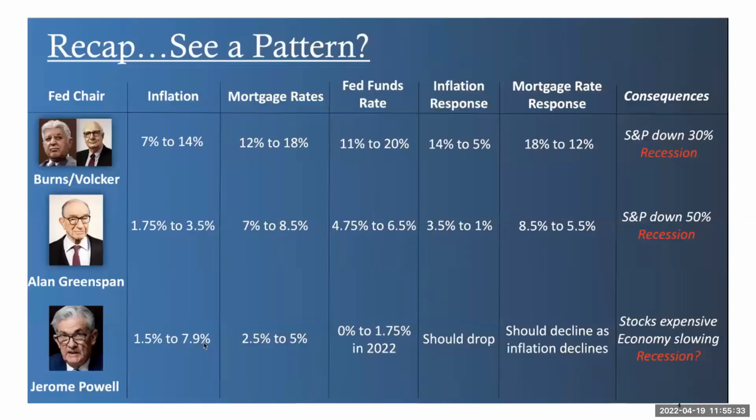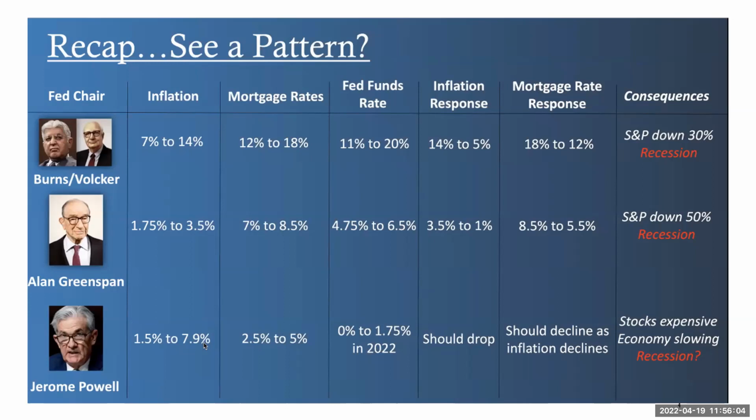This is really important to understand when you're talking about this, because what we're going to talk about in this presentation is the direct impact to our clients. Inflation, recession, what does that mean and how does it work? So if we look at all the patterns of the different presidents, every president has their way that they deal with inflation. This chart is showing you each president's pattern. If we look at Burns, the inflation at that time was 7 to 14%. Mortgage rates were between 12 and 18%.